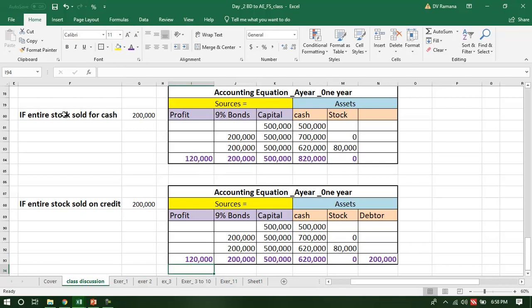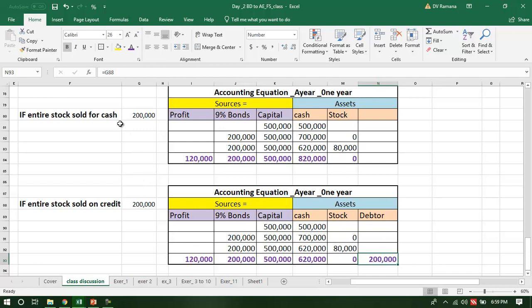So we can see that whether the goods are sold for cash or goods are sold on credit, all other things remaining constant, the profit will be the same. All other things remaining constant, the stock will reduce to the extent of the cost of the goods sold. But the difference is, in case of cash sales, cash increases. In case of credit sales, a debtor or receivable will appear on the asset side of the balance sheet.